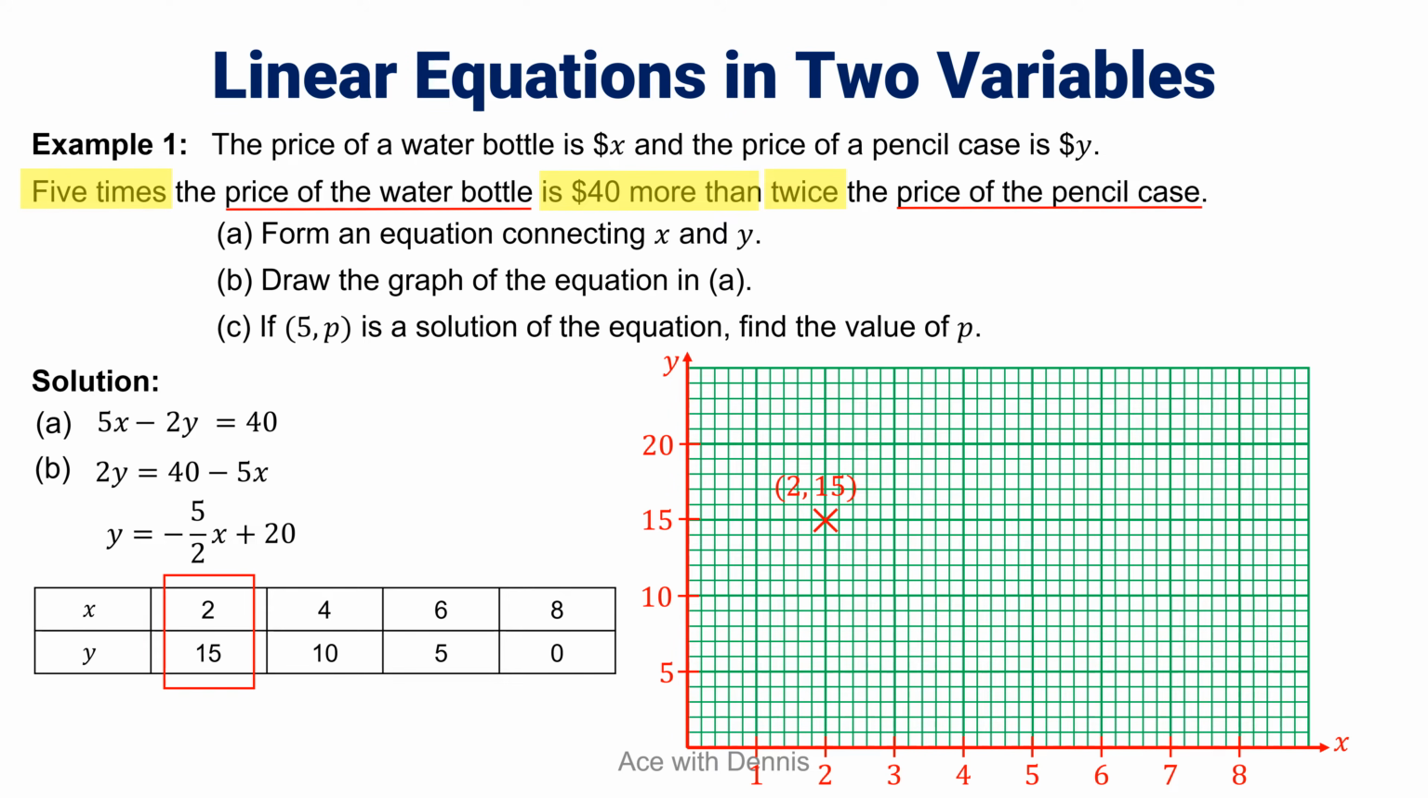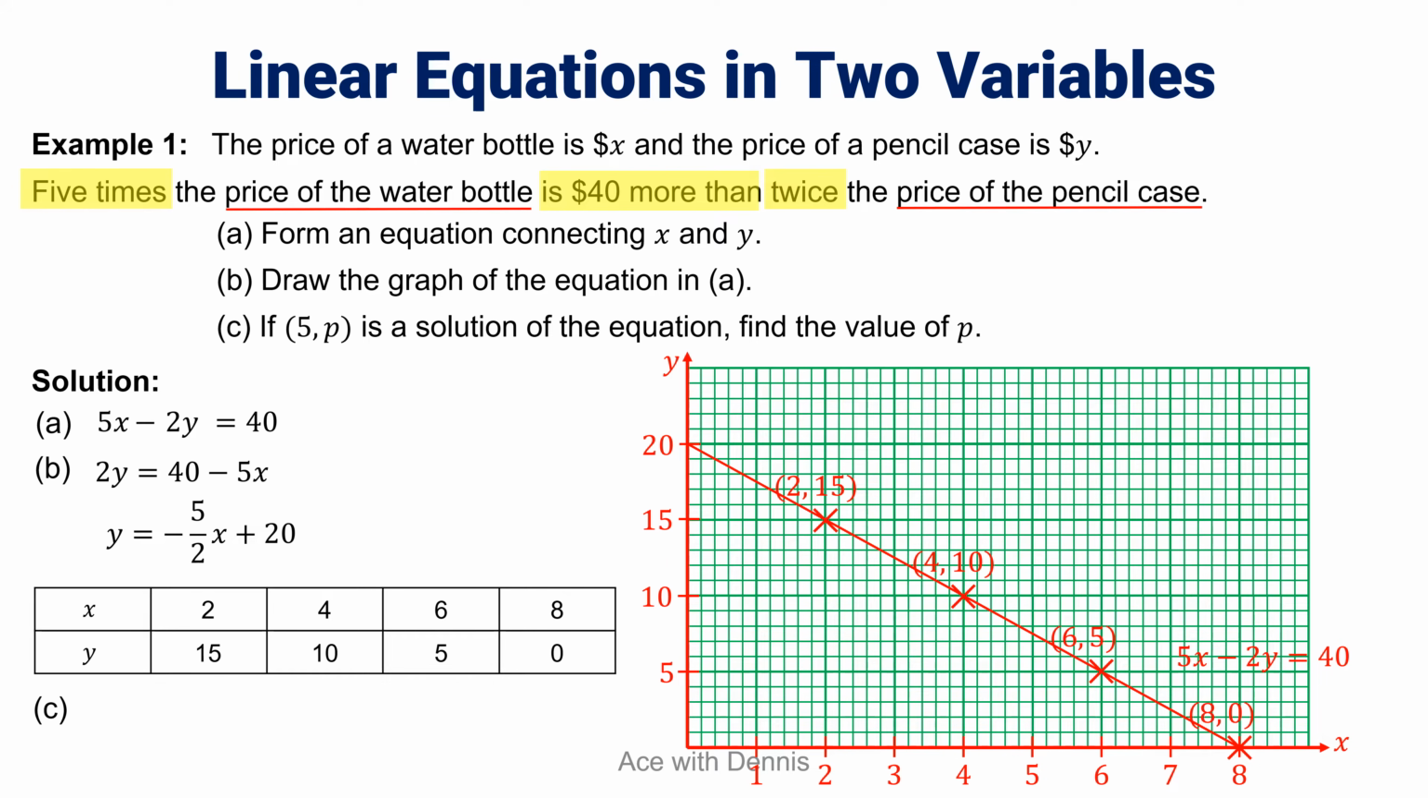So the first point (2, 15) is at this location, followed by the second point (4, 10), the third point (6, 5), and the fourth point (8, 0). We take a ruler and draw a straight line connecting all these points. And this straight line is the graph of 5x minus 2y equals 40.